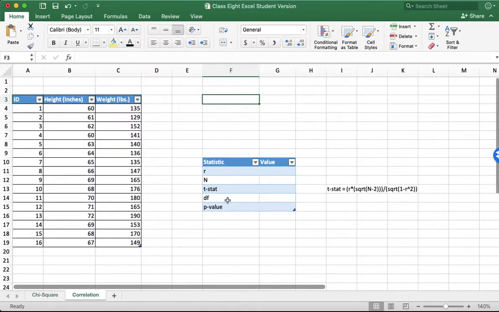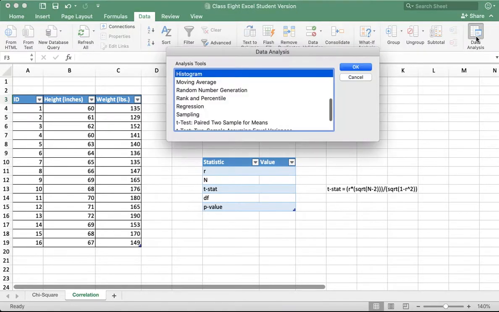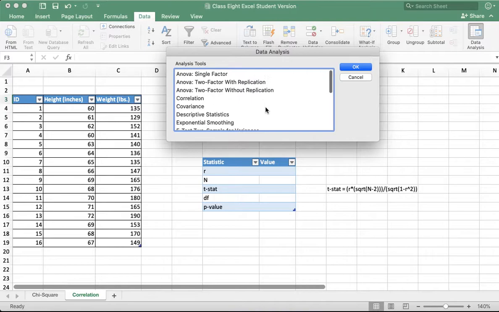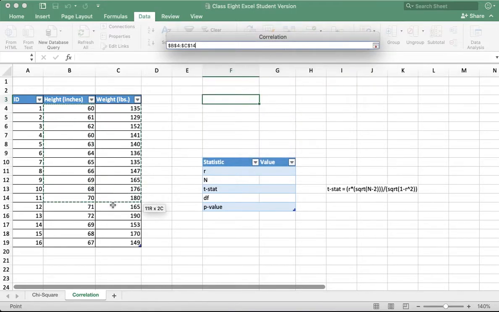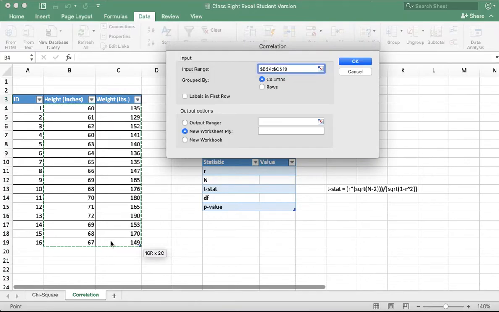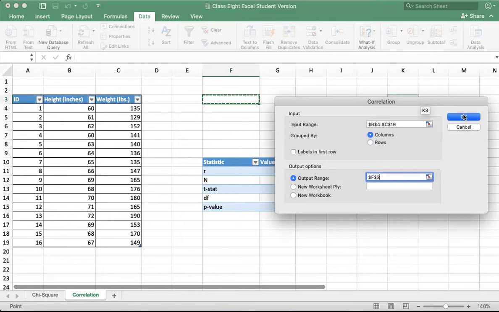Now, the correlation is a lot more straightforward. Okay, so here, what we want to do is go to data, go to our data analysis, select correlation, and then for our input range, we'll want to highlight the values on our two variables we're looking at the relationship between, which in this example are height in inches and weight in pounds. Output this correlation table here and click OK.